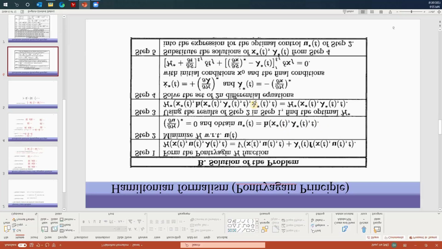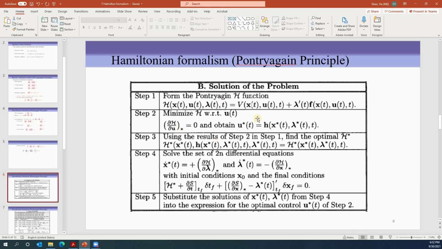Next step, we're going to plug this control into the Hamiltonian. We find the optimal Hamiltonian. After we find the optimal Hamiltonian, we're going to apply the results that we got just now. Partial h over partial lambda is equal to x dot, which is the same as the dynamics. This is our dynamics equation. And the next one is the co-state equation. The co-state equation tells us lambda dot is equal to negative partial h partial x.